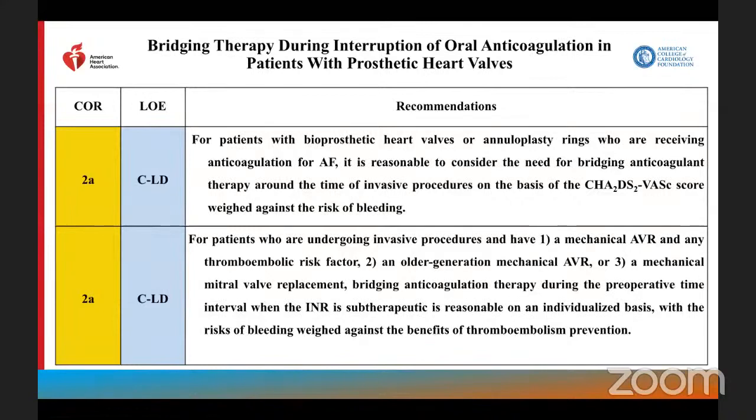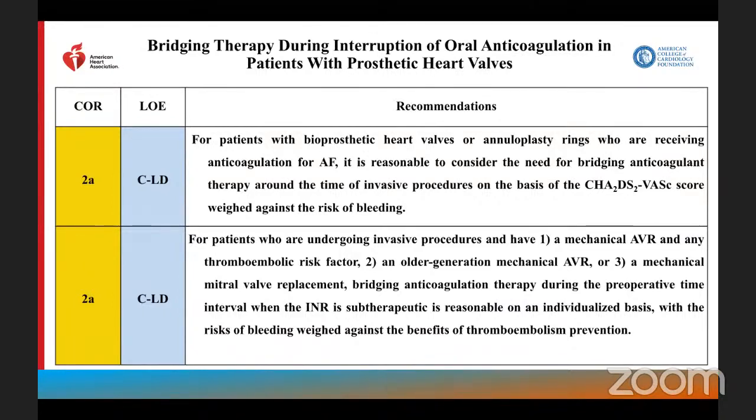For patients with bioprosthetic heart valves or annuloplasty rings who are receiving anticoagulation for AF, it's reasonable to consider the need for bridging anticoagulant therapy around the time of invasive procedures on the basis of CHA2DS2-VASc score weighed against the risk of bleeding as a class 2A.